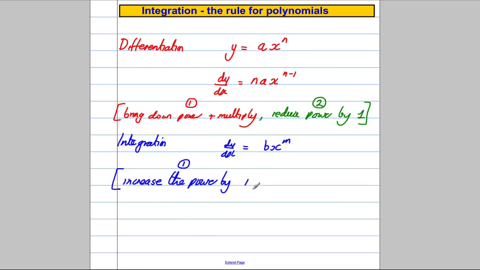And secondly, what should we do? What's the opposite to bringing down the power and multiplying? It's to divide by the new power. Step 2.